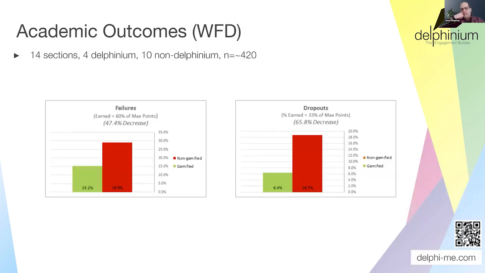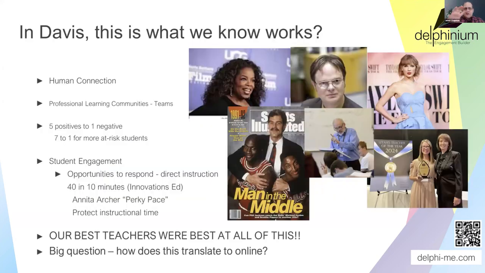This is a paper we published, where we were able to have 14 sections of a course. 4 used Delphinium, 10 did not. And as a result, those students who were in the Delphinium course had a 47% decrease in the failure rate, and the dropout rate was 65% lower. So that's just a very quick introduction.